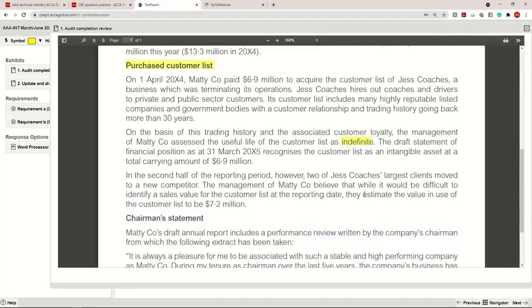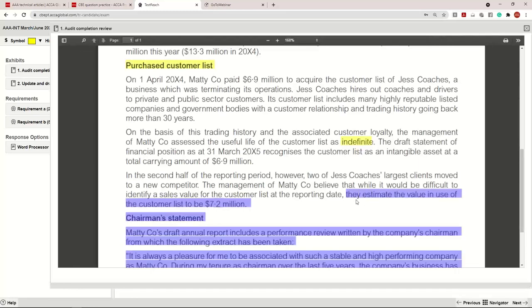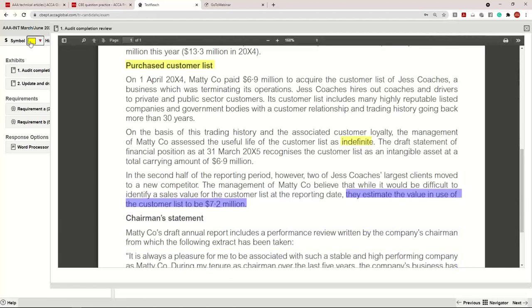Now, if an intangible asset has an indefinite life, should you review the asset for impairment every year? If the intangible asset has a finite life, you amortize it. But if it has an indefinite life, you review it for impairment. Am I right? If the life is finite, you amortize it, but if the life is indefinite, you review it for impairment every year. Have they reviewed it for impairment? Yes, they have. And they estimate the value in use to be 7.2 million. So are there a number of estimates involved in the scenario?